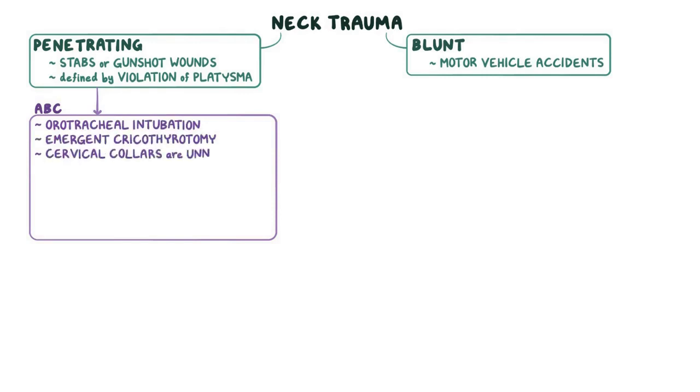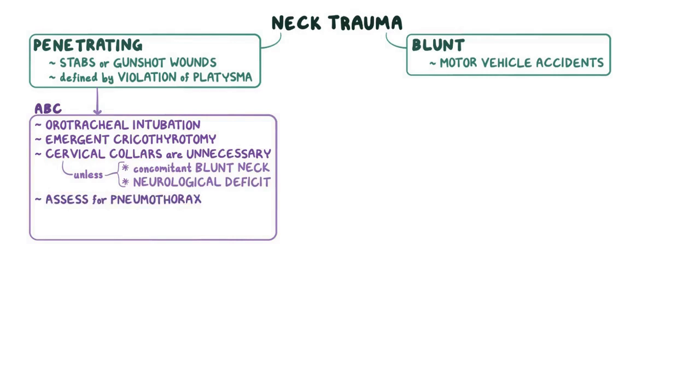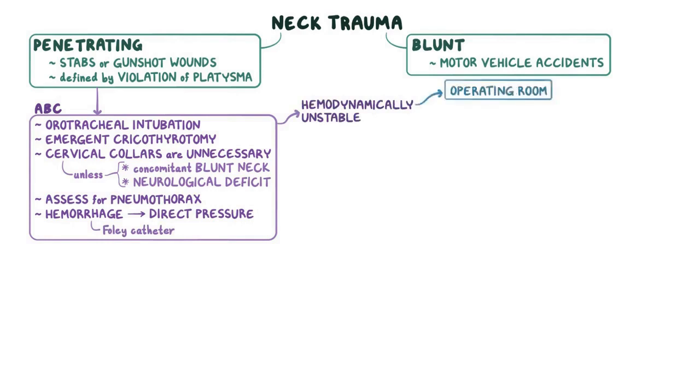Cervical collars are usually unnecessary in penetrating neck injury, unless there is a concomitant blunt neck injury or a neurological deficit is present. Zone 1 injuries can involve the mediastinum, so it's important to assess for a pneumothorax. Control hemorrhage by direct pressure on the wound, and if that doesn't suffice, then a Foley catheter is inflated in the wound to tamponade the bleed. Next, if the individual is hemodynamically unstable, they should be taken to the operating room immediately.